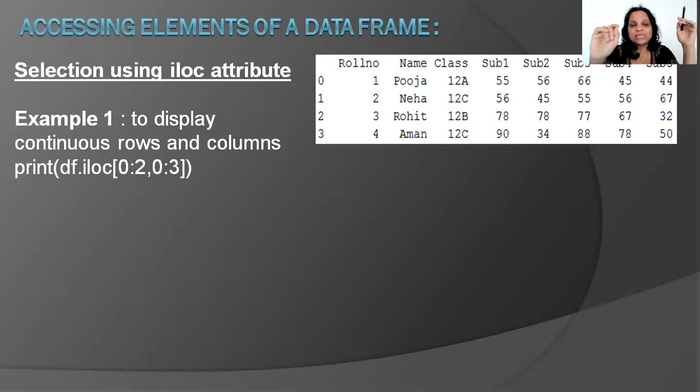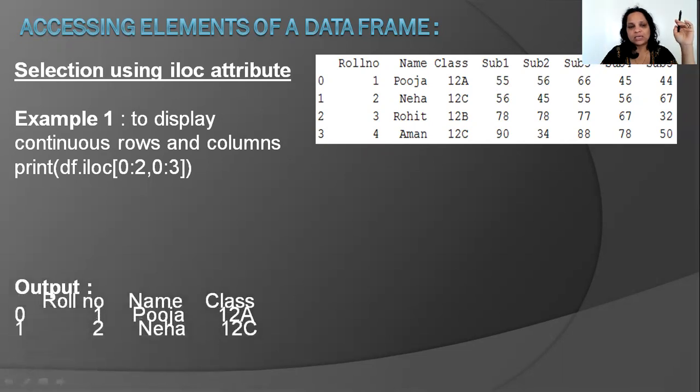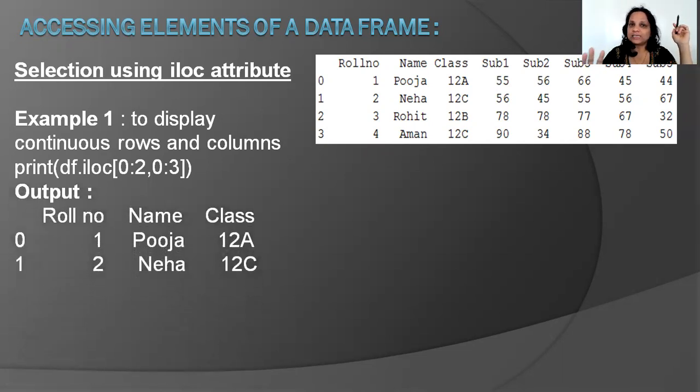You will get Pooja's and Neha's rows, and in that you'll get roll number. Roll number is at index location 0, name is at index location 1, and class is at index location 2. So you'll get roll number, name, and class. Let's see that. Is that clear? So there is one major difference between loc and iloc.